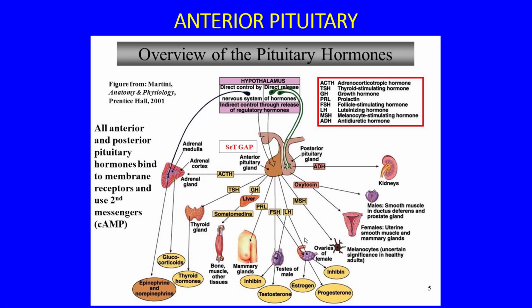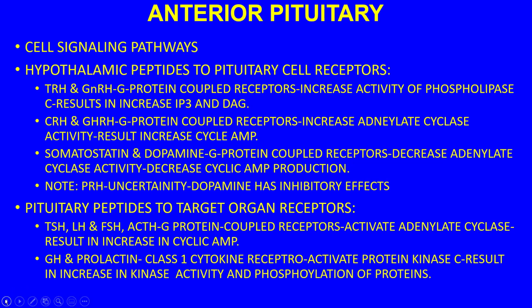All of the anterior and posterior pituitary hormones bind to their membrane receptors and use, interestingly enough, secondary messengers. That's the release of cyclic AMP. This is why, in part, when you first were hearing about the pituitary, a lot of scientists would call it the master gland. Later, that was revised when we found out that there were hypothalamic releasing hormones, and so the hypothalamus really became renamed as the master gland.